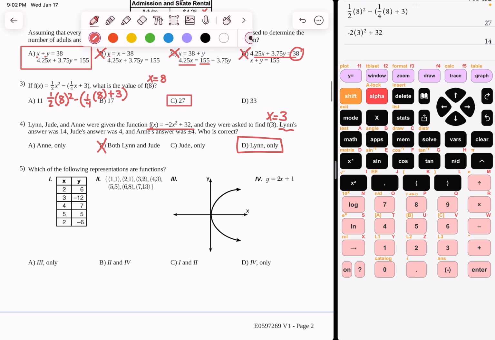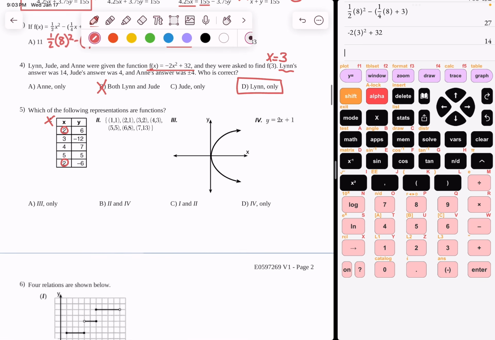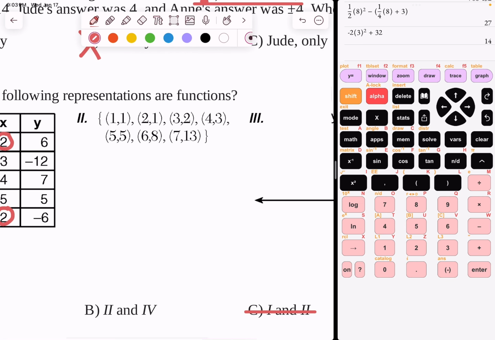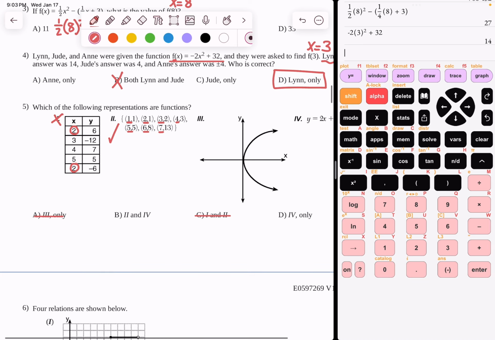Which of the following expressions represents a function? Well, in order for a table to be a function, none of the x's could repeat. But here x's do repeat, so my answer is not 1. So let me get rid of any answer choice that has 1 in it. Okay. Number 2. In order for an ordered pair to be a function, none of the x's can repeat. 1, 2, 3, 4, 5, 6, 7. So 2 works. So I need an answer choice that has 2 in it. Can't be A and can't be D, so my answer has to be B.